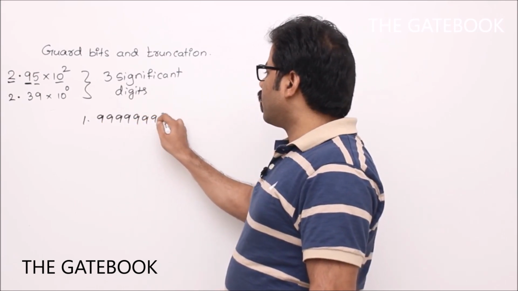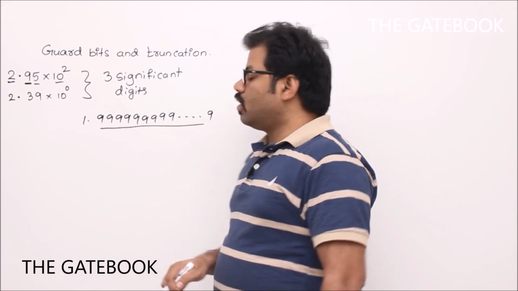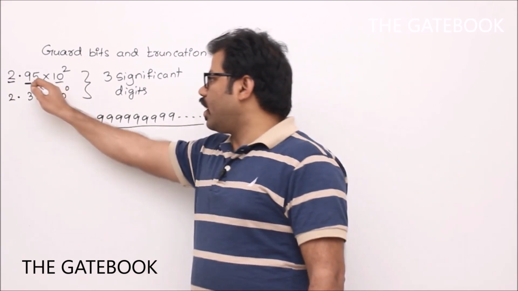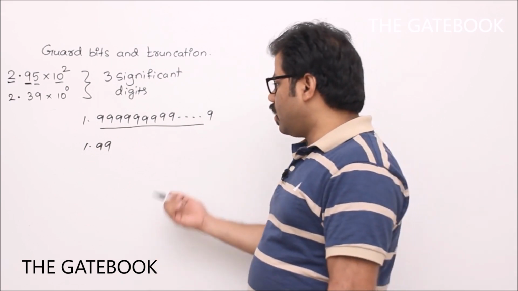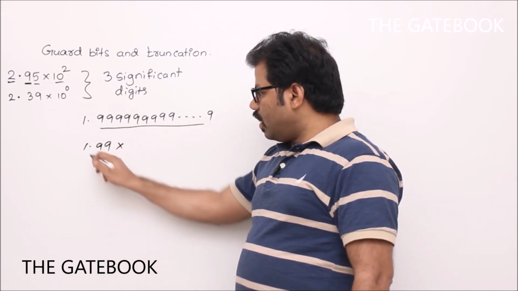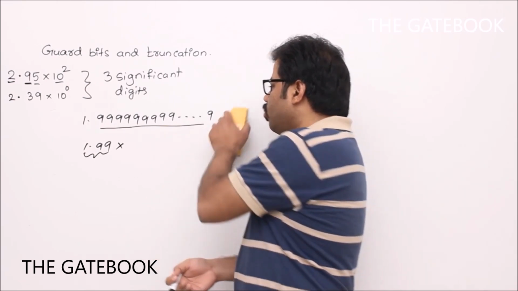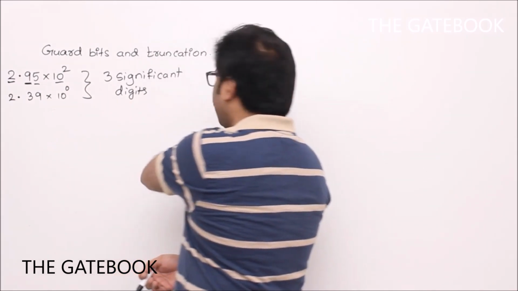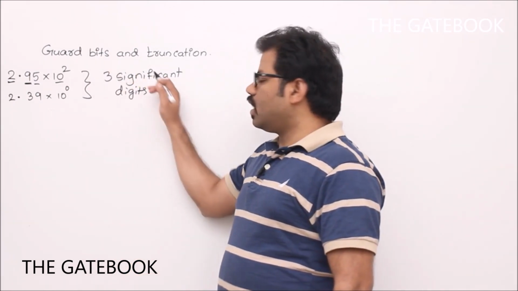For example, if you want to represent 1.99999 and so on, some 100 nines, can we represent it with only 3 significant digits? Then you can write only 1.99. You can't do more than that. So with 3 digits, we can have only some accuracy. If you want more accuracy, you require more significant digits, but it consumes more space. That's the trade-off.